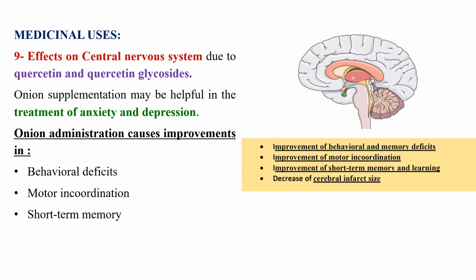Moreover, onions also have an effect on the central nervous system due to their quercetin and quercetin glycoside. Onion supplementation may be helpful in the treatment of anxiety and depression. It can cause improvement in the following cases: behavioral defects, motor incoordination, and short-term memory.